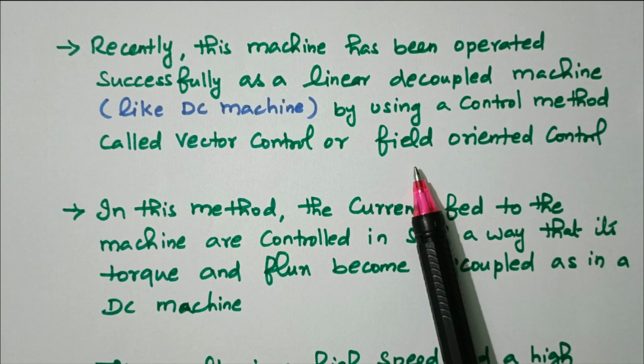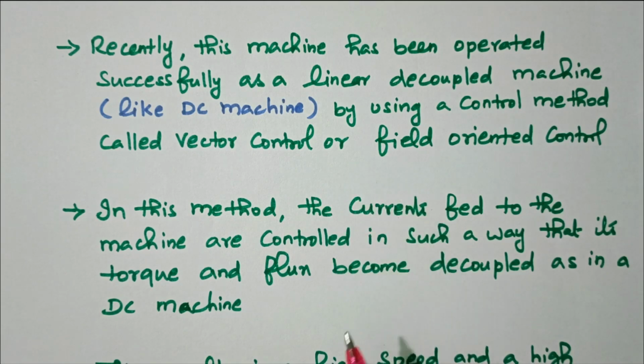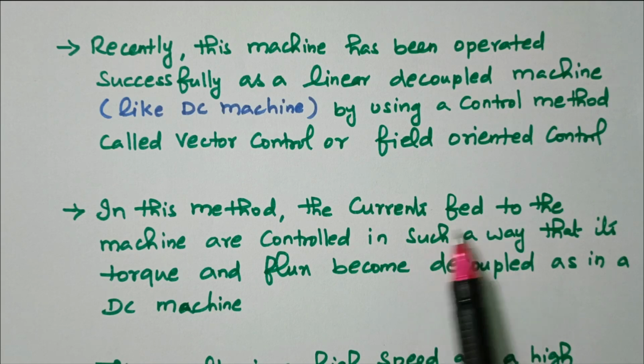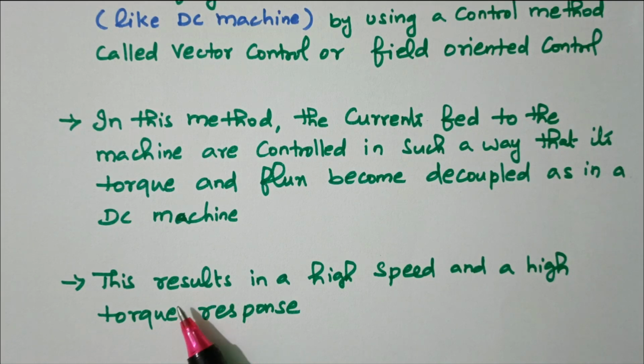Vector control is a different advanced method. A separate video is available on what is meant by vector control. In this method, the currents fed to the machine are controlled in such a way that its torque and flux become decoupled as in the DC machine. So based on vector control, they are decoupling the torque and flux as usual in the DC machine. This results in a high speed and high torque response. Right, so it is not implemented practically; it is under research, converting the three-phase squirrel cage induction motor into a high power servo system by using vector control.